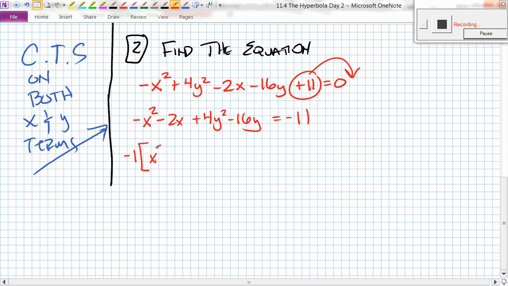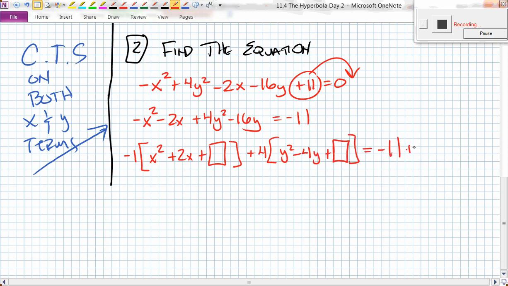So that's going to give me x squared plus 2x plus something plus 4 times the quantity y squared minus 4y plus something else equals negative 11 plus the first thing plus the second thing.